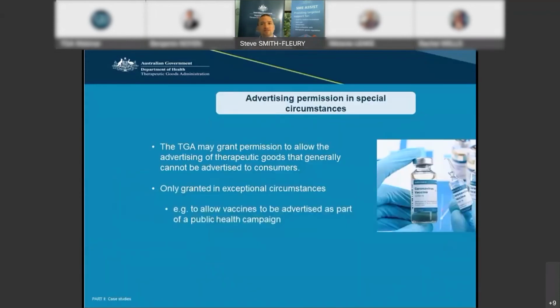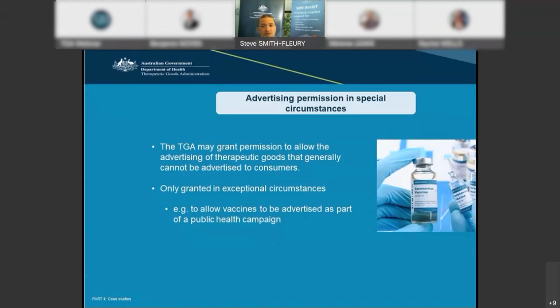While there are advertising restrictions that apply to therapeutic goods, such as the prohibition on advertising prescription medicines to consumers, there may be circumstances in which advertising of these may be permitted. Authorisations are only given in exceptional circumstances. So in the interest of public health, in 2019, the TGA authorised advertisements for vaccines that are or form part of a Commonwealth or state or territory campaign. This vaccines exemption is sufficiently broad to capture the Australian government's COVID-19 vaccine campaign and corresponding state and territory campaigns.